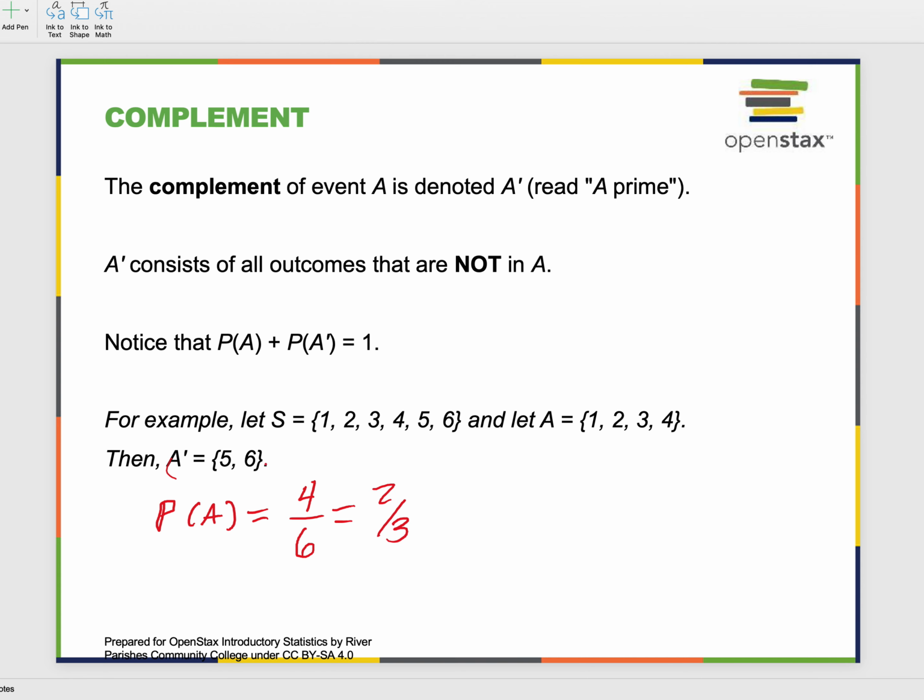A prime is 5 and 6. It's not getting A. So the probability of A prime, which is like apostrophe, is 2 out of 6, or 1/3. And if I look at adding 2/3 and 1/3, what do I get? I get 1. So it's exactly what it is saying there.